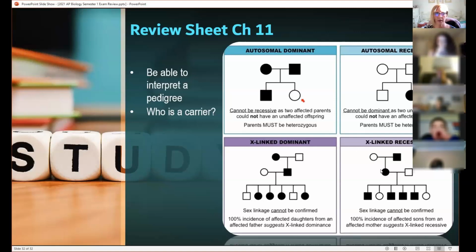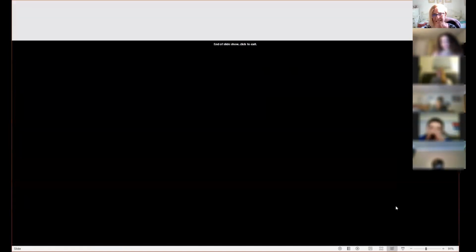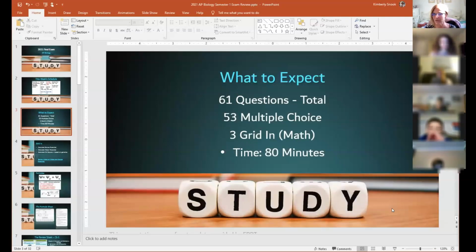So given a pedigree, identify the inheritance pattern. Given a pedigree, identify who's the carrier. Only true in recessive traits. So look for the person who doesn't show, that gave it to their child. That takes you through all 61 questions.